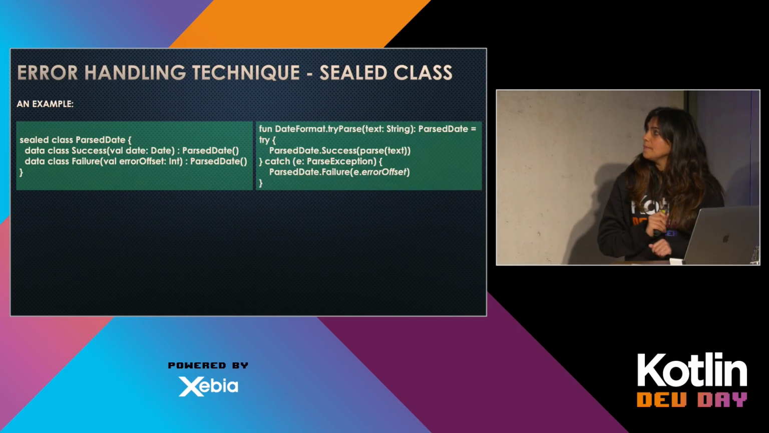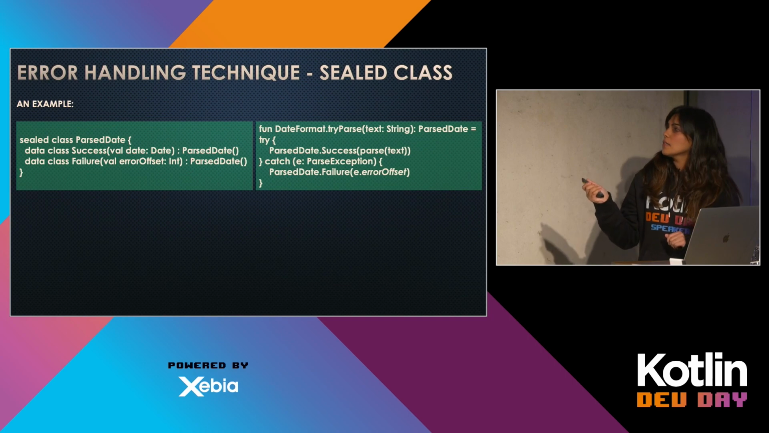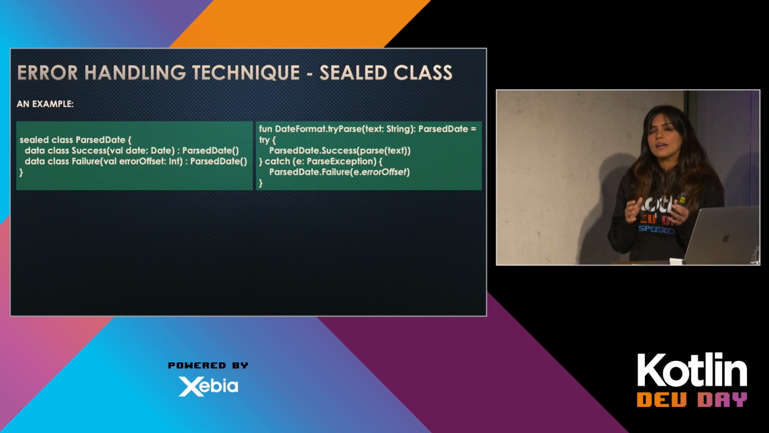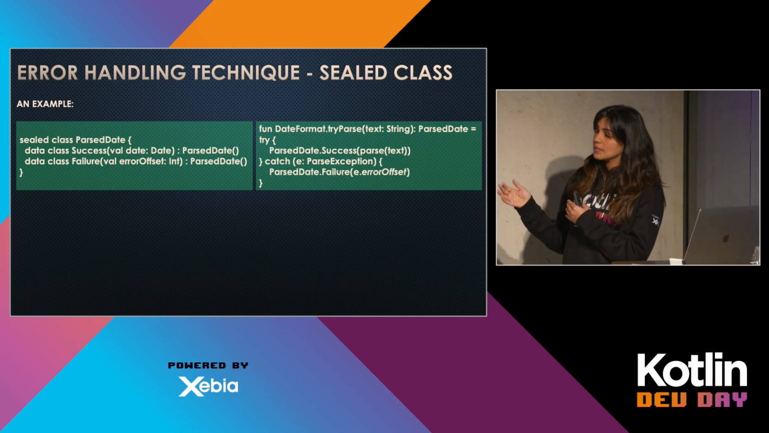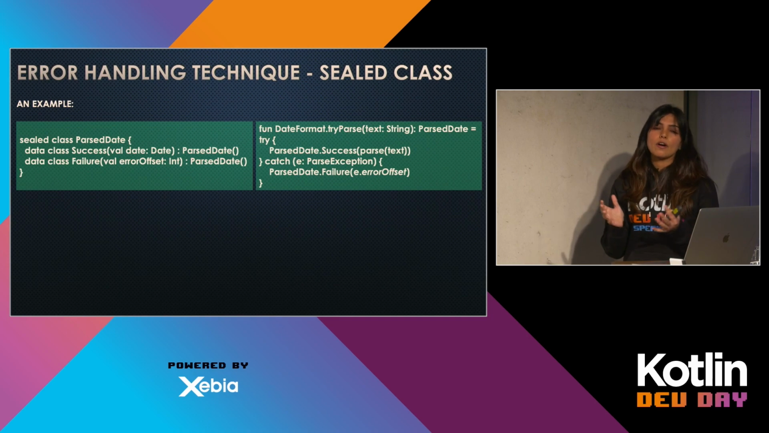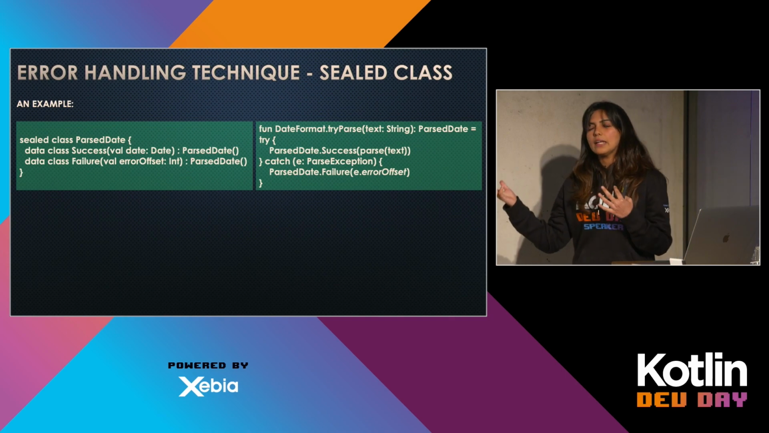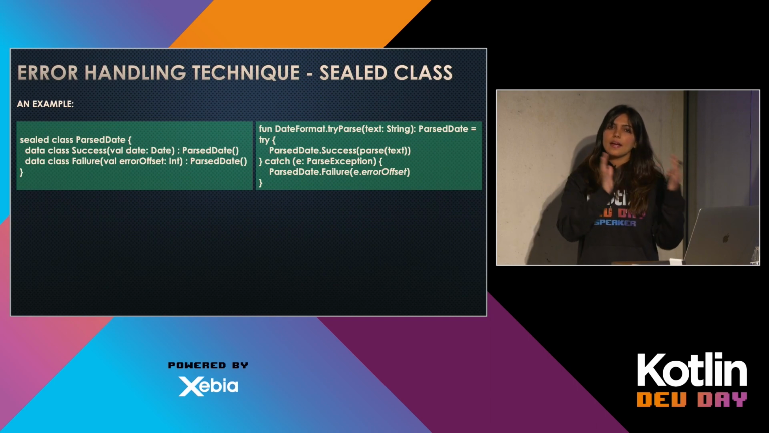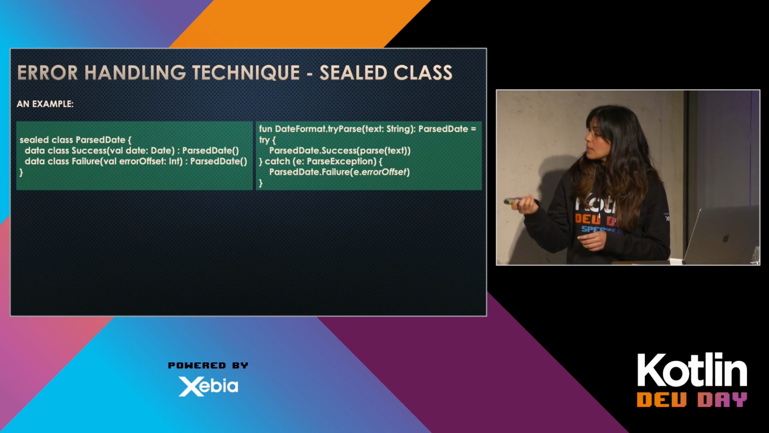Let's have an example. Herein we are trying to parse a string into a date. So in case this string is successfully parsed, you wrap the date object within your ParseDate.Success, and in case there is a parse exception, you wrap up your error object, which is ParseDate.Failure, with the error offset inside that. So it's apparently very clear that a sealed class is more of a wrapper class, so you wrap your success and error scenario in both the cases.